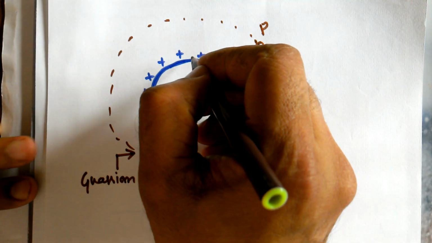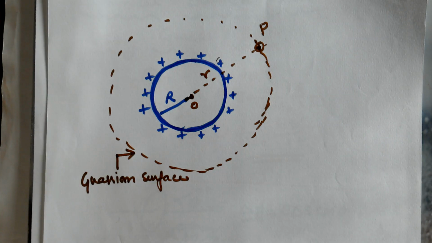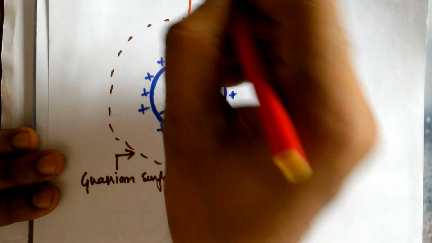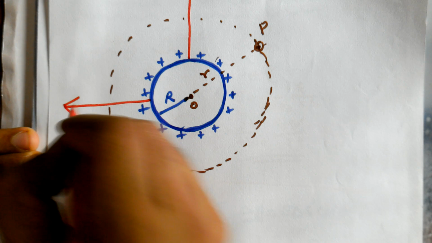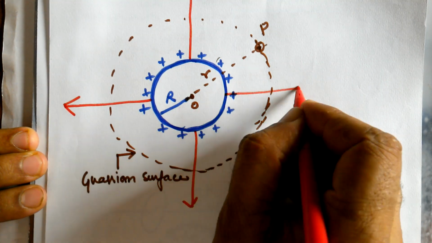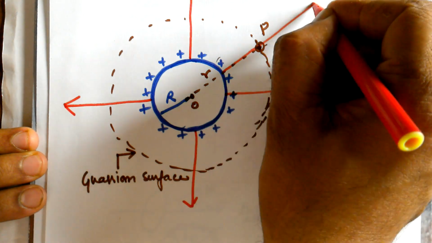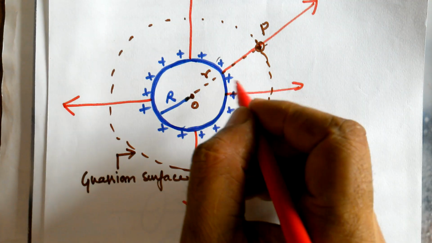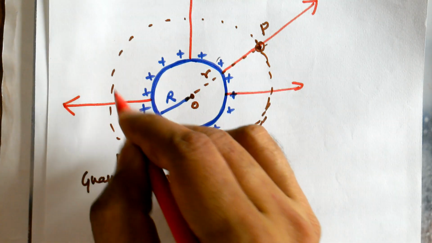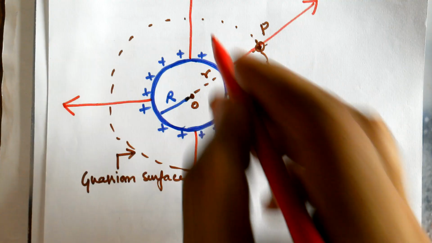Now, you know the properties of electric field lines. Electric field lines are always normal to the surface of the conductor, right? They never cross, and they never enter the conductor. So they should be like this, electric field lines. I will draw one more electric field line like this here. They should be normal and they should pass through this spherical Gaussian surface.